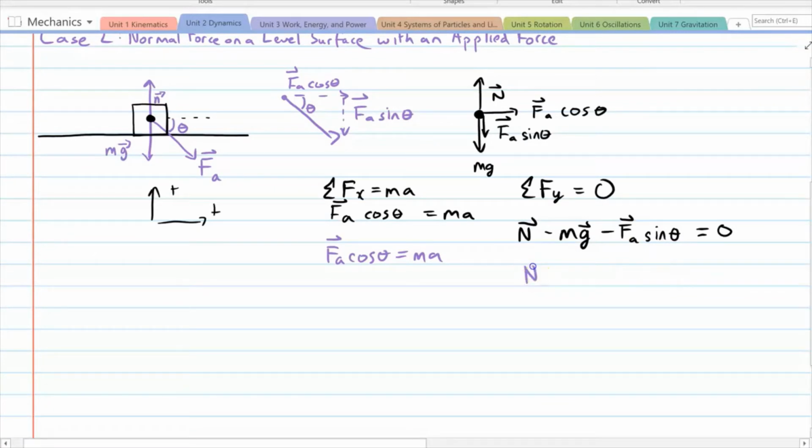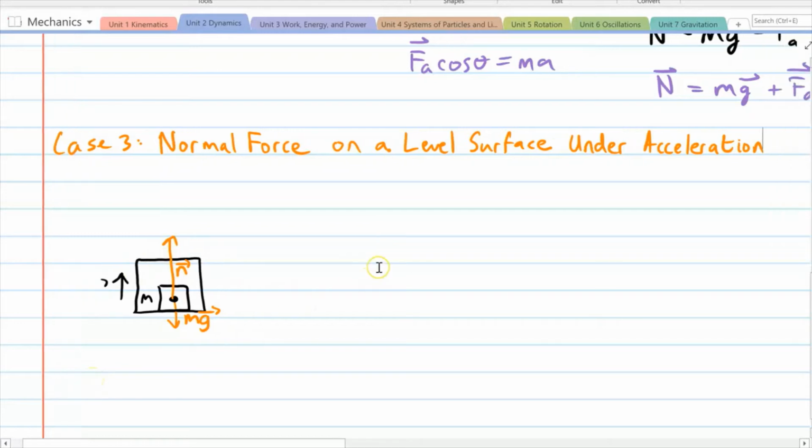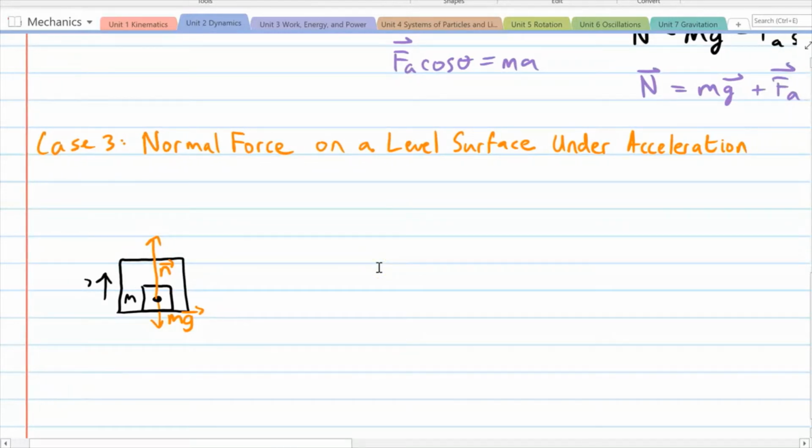So just so you know, we reached the end of our, I guess all these problems are kind of like derivations from a diagram, if you want to think of that. So this is our second case where we have this. The next case we're looking at is a normal force on a level surface under acceleration. So that's a lot to handle in just one description.